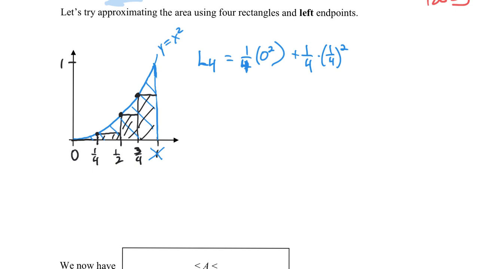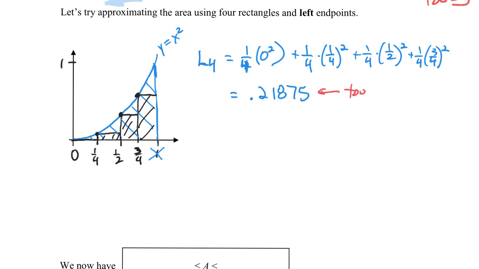Now this third rectangle, we're using the left end point, so the third one is going to be 1/2 squared. So base is 1/4 times height 1/2 squared. So go plus 1/4 times 1/2 squared. Then finally go to this last rectangle, and the base again is 1/4, and the height is going to be 3/4 squared. So go plus 1/4 times 3/4 squared. If you go through that math, we'll get 0.21875.